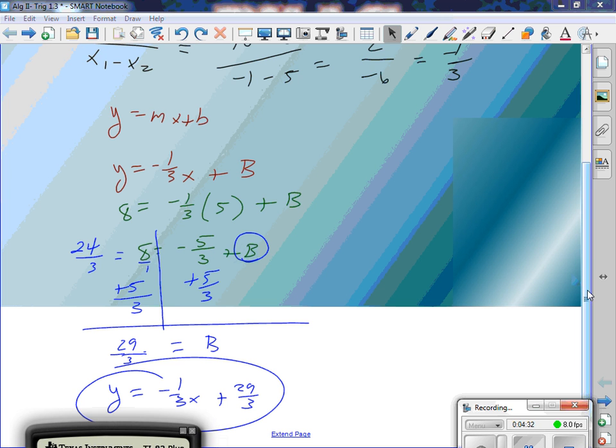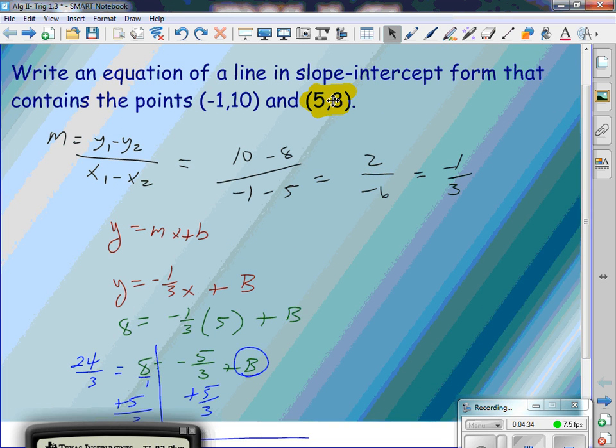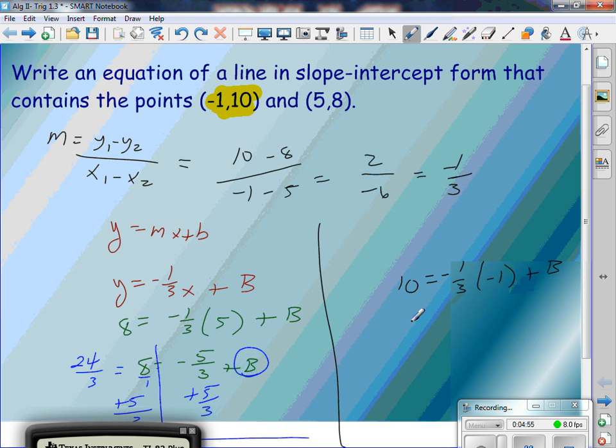Now, it doesn't matter what point I picked. I could have also picked this point here, just to show you. Still using the same exact equation. My y value is 10. -1/3. What's my x value? -1 plus b. 10 equals. What's negative 1/3 times negative 1? 1/3.